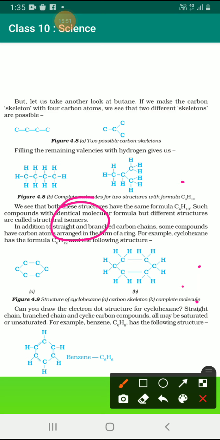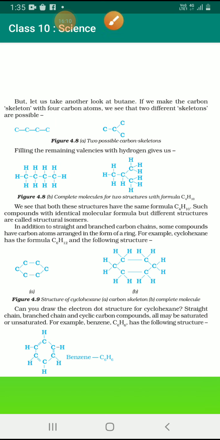Answer: compounds which have the same molecular formula but different structural formula are called isomers.